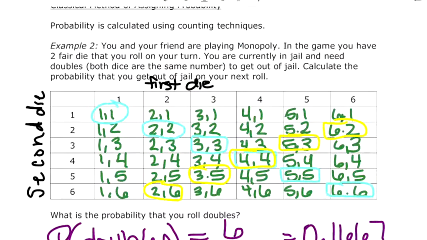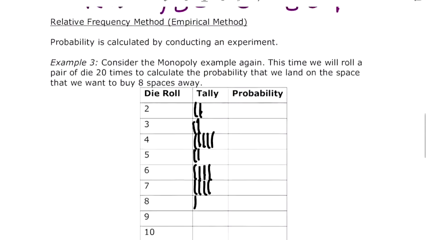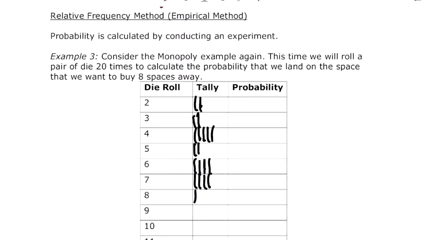So this is the classical method. So it's just looking at counting how many ways can I get this. So I counted how many ways I could roll 2 die, and then from there I counted how many ways could I get doubles and how many ways could I get an 8. So now what we're going to look at is the relative frequency, or the empirical method for calculating probability. So this is where you calculate probability by conducting an experiment or by collecting information. So it's not something that we're going to count, we're actually going to perform the experiment.